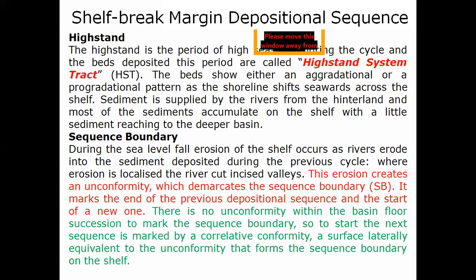So what will be the sequence there? When the sea is at the highest peak, and it continues for some time, you will find at the top of the sequence similar types of deposits growing vertically upward with huge thickness. The beds show either an aggradational or a progradational pattern as the shoreline shifts seawards across the shelf. Sediment is supplied by the rivers from the hinterland, and most of the sediments accumulate on the shelf, with little sediment reaching the deeper basin.